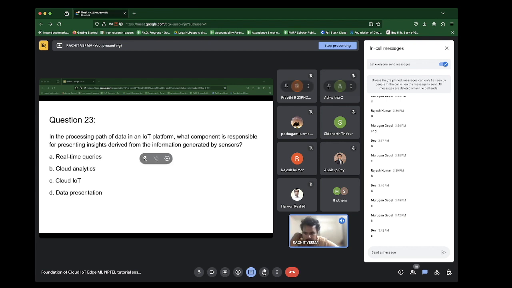So in the pre-processing path of data in an IoT platform, what component is responsible for presenting insights derived from the information generated by the sensors? Is it A, real-time queries, B, cloud analytics, C, cloud IoT, or D, data presentation?